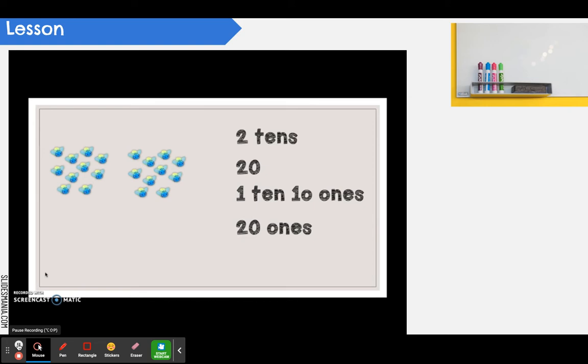See, I was talking about the exact same amount. I didn't add or subtract any ones or tens. I just changed how they were grouped. And that helped me to describe it in just a different way. So 2 tens, 20, 1 ten and 10 ones, and 20 ones are all the exact same number. I just described it differently.